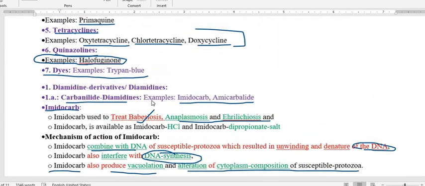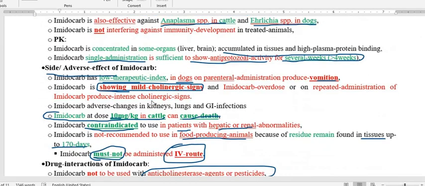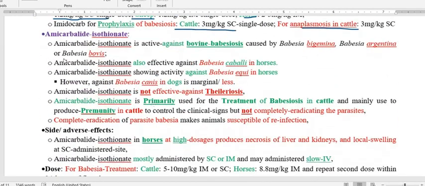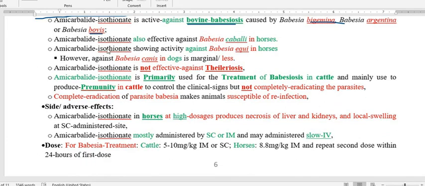Next drug from the same group, that is the carbanilide diamidines, is amicarbalide isethionate. So amicarbalide isethionate is used to treat bovine babesiosis, and the species sensitive to this amicarbalide isethionate are Babesia bigemina, Babesia argentina, and Babesia bovis.